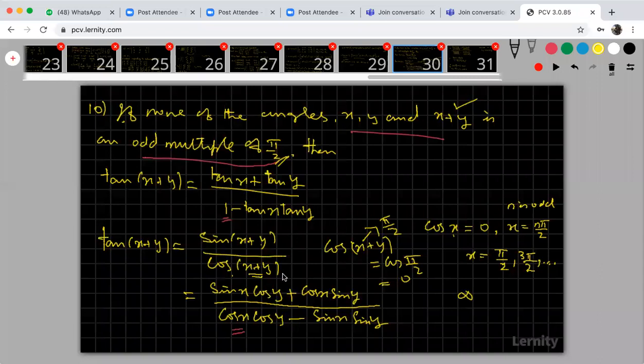So therefore, please fix the condition. Your x plus y not equal to 0, that means cos of x plus y not equal to 0. When it is not equal to 0, your x plus y is not an odd multiple of pi by 2.